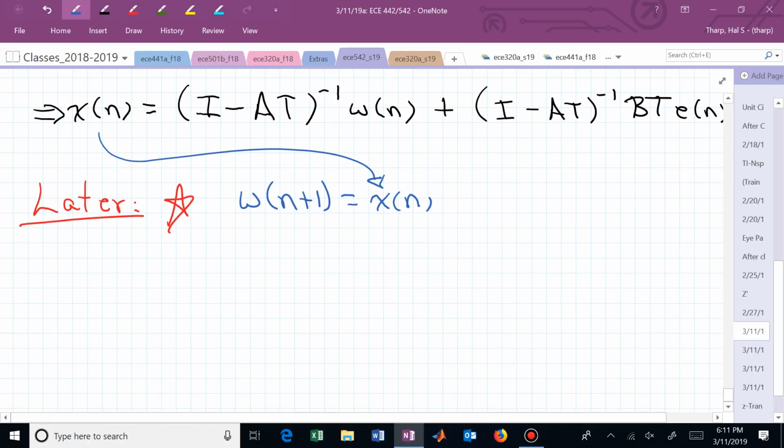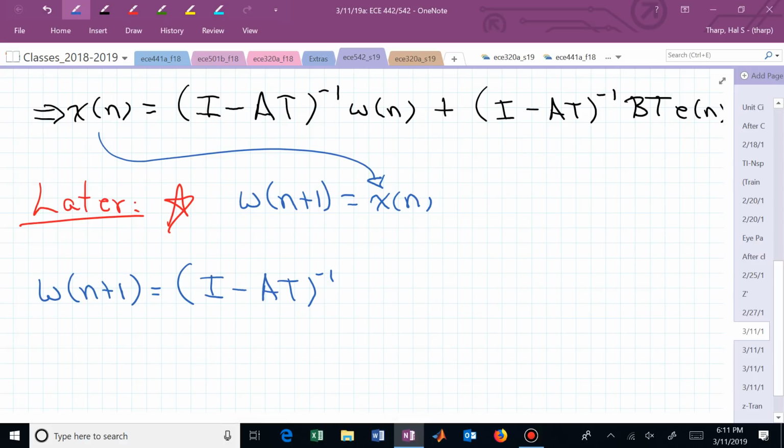Or we can now write that w of n plus 1 is equal to, so this is now (I minus AT) inverse.